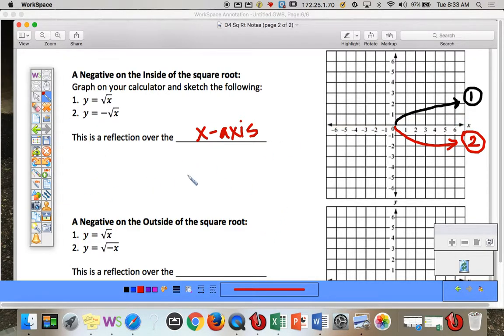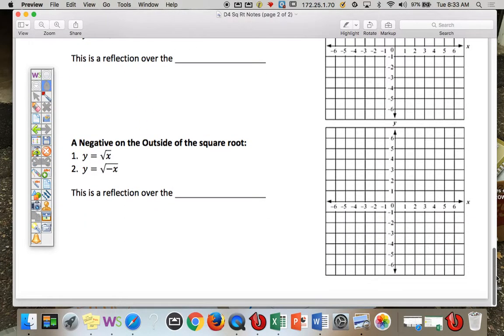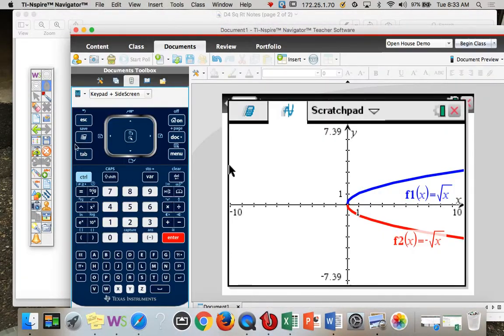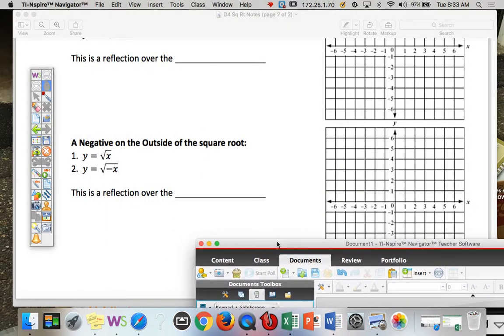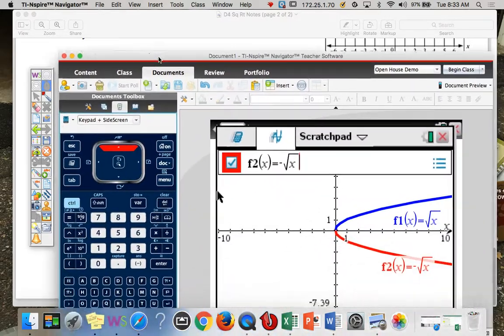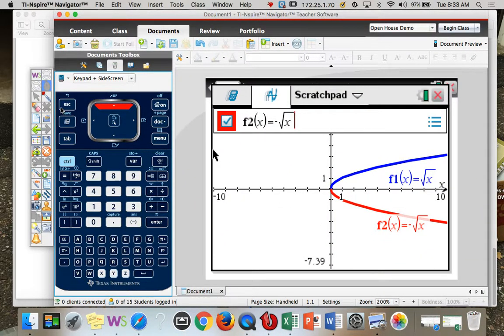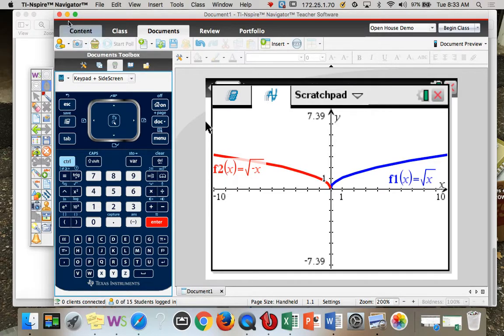What if the negative's on the inside of the square root? So let's take a look at that. So hit tab. Oh, negative on the inside of the square root, so I wrote that wrong. I'll have to fix that. All right, so if the negative's on the inside of the square root, then it's a reflection over the y.